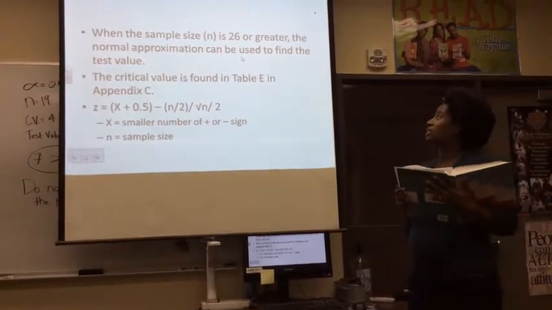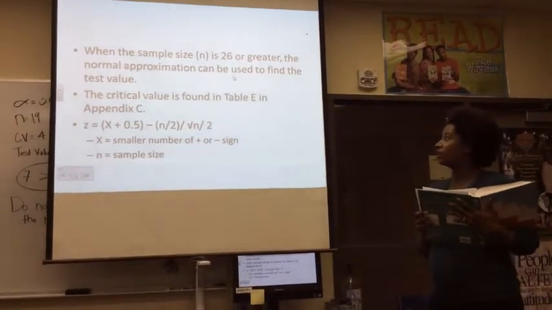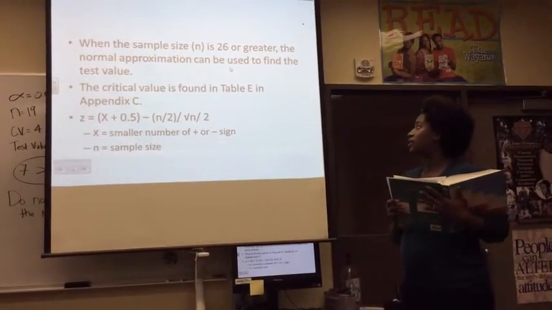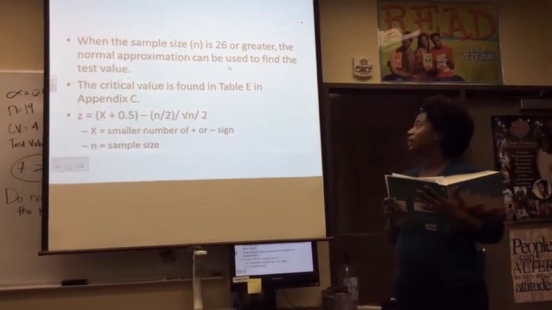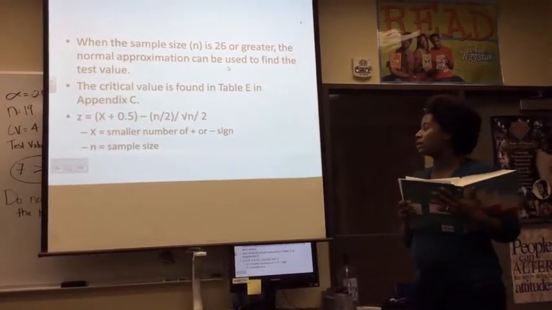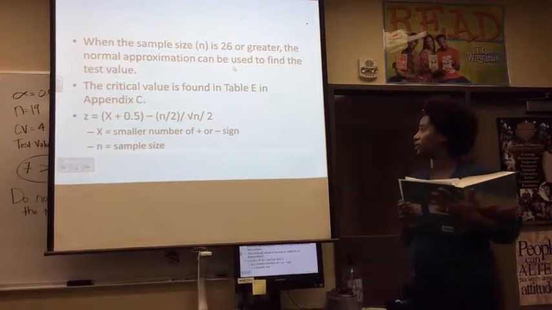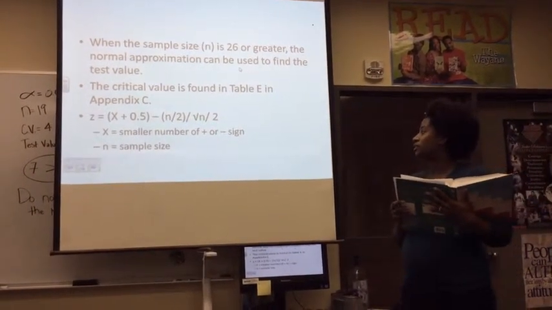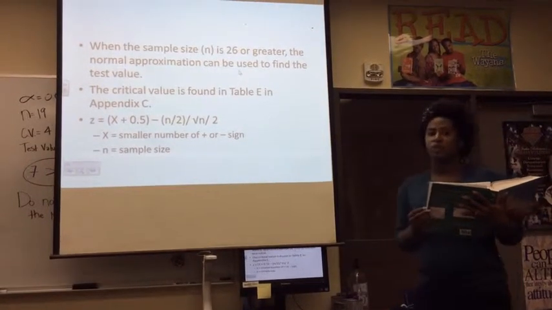When the sample size is 26 or greater, the normal approximation can be used to find the test value. The critical value is found in Table E in Appendix C. This formula will be used. X is the smaller number of positive or negative signs, and n is the sample size.